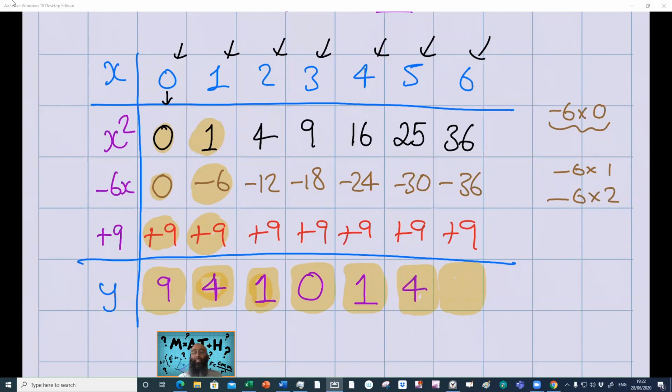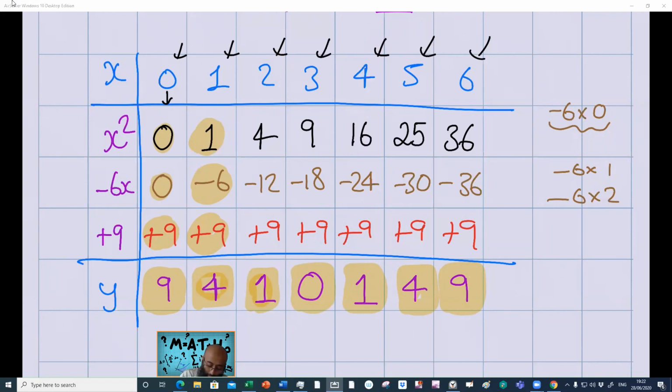And then you have 36 add 9, which will give you 45. 45 minus 36 is... 3. No, 9. Okay.